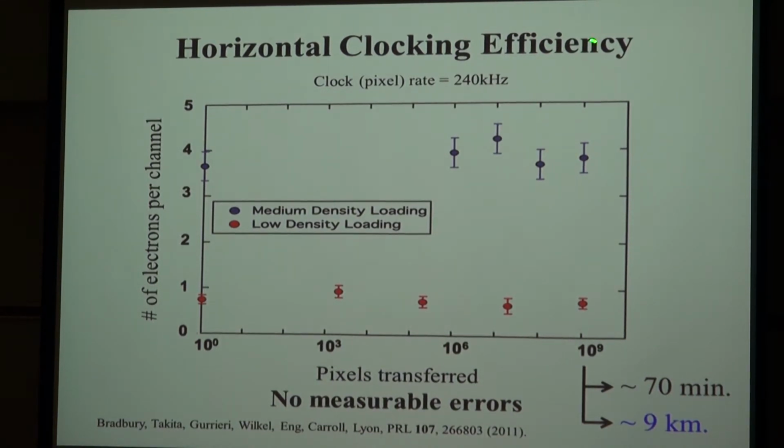The end result is you can go 10 to the 9 pixels, which was about 70 minutes, or in terms of distance, those electrons have been moved 9 kilometers. And we didn't lose any. That tells you there are no traps on the surface of superfluid helium, which on one level you say, well, of course there aren't. However, when we got into this, we were very worried because people in the ion trap world, who have conceptually a very similar thing where you have a CCD and you're moving things, can run into problems with patch potentials on the gates. And here we don't seem to have any problem with that.